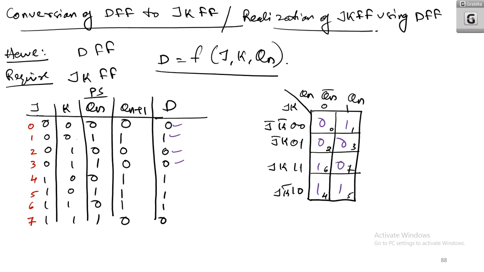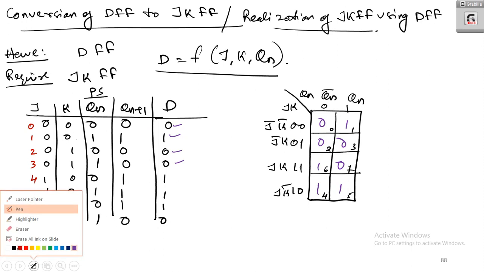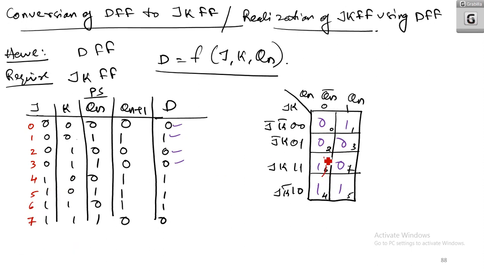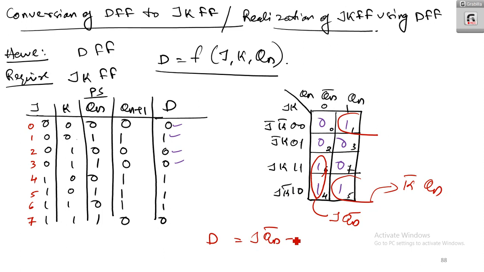Okay. Now, how to proceed with this case? Here we can do it in two ways. How to club? Here we can club these two. If you are clubbing these two, what will you get? J Qn bar. Now you can club these two elements. If you are clubbing those two, what will you get? K bar is common and Qn is common. So what we can write? Now we can write D is equal to J Qn bar or K bar Qn.